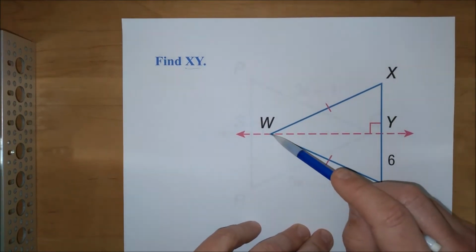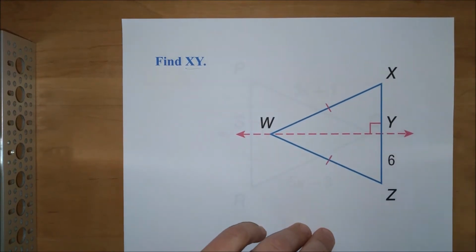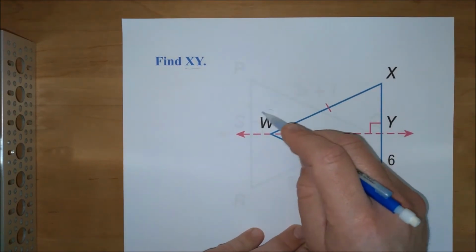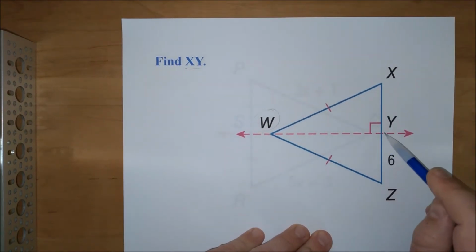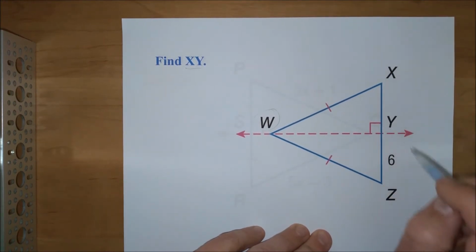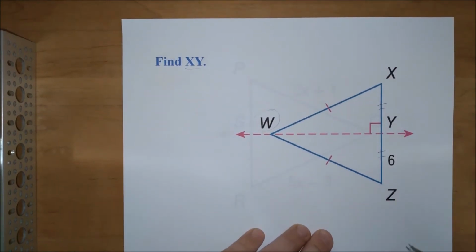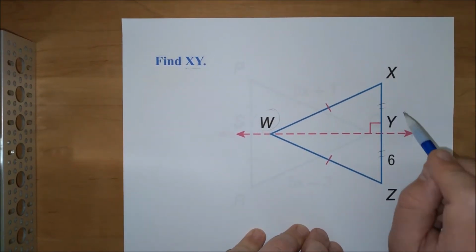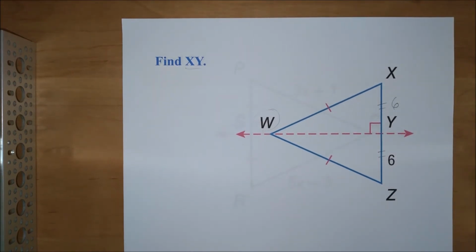And that means that W is the same distance from X as it is from Z. And therefore I can conclude W must be on the perpendicular bisector of XZ. And if WY is perpendicular to XZ, then this must in fact be the perpendicular bisector. I can conclude that XY must be congruent to YZ, and XY therefore must be 6.